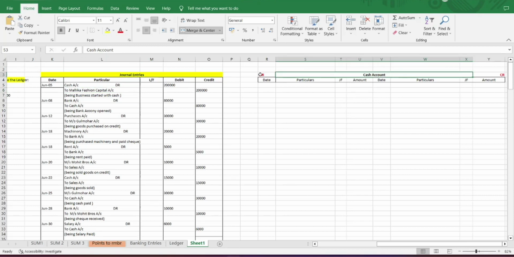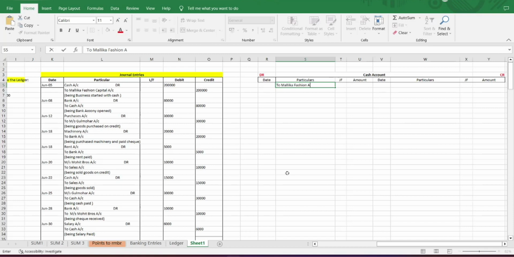So cash account is debited to Malika Fashion account for rupees 2 lakh. Date June 5. Okay, so this entry is done. This cash account is done. Next, this is Malika's account. Let us prepare it later. First, let us go through all the cash account.